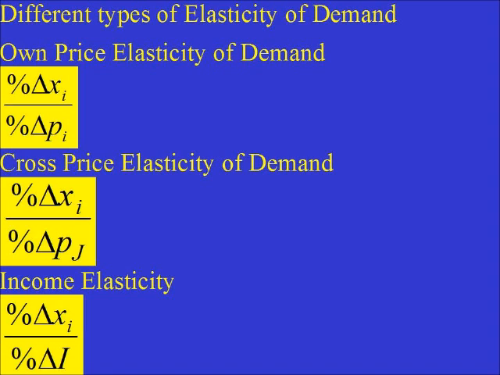The other two types of elasticity we're going to talk about is cross price elasticity, which is the percentage change in the quantity demanded of a given good I, we'll call it, divided by the percentage change in the price of another good, J. The next type of elasticity we're going to talk about is income elasticity, and that's simply the percentage change in the quantity demanded of a certain good divided by the percentage change of income of the consumer.